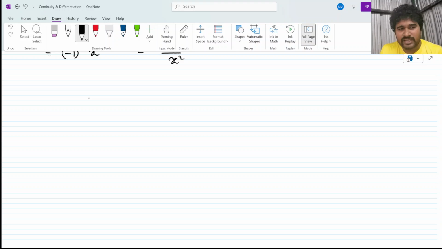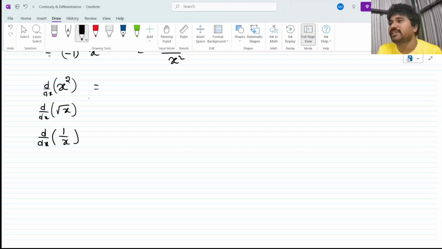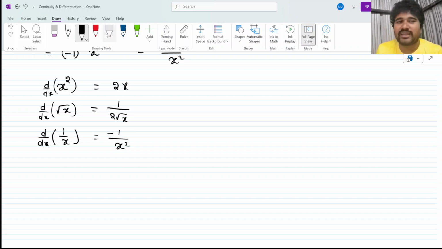See, you will use these things regularly. What are those things? Let me rewrite one more time. Differentiation of x square, differentiation of root x, differentiation of 1 by x. You will use them very commonly. What is the differentiation of x square? 2x. What is the differentiation of root x? 1 by 2 root x. What is the differentiation of 1 by x? Minus 1 by x square.